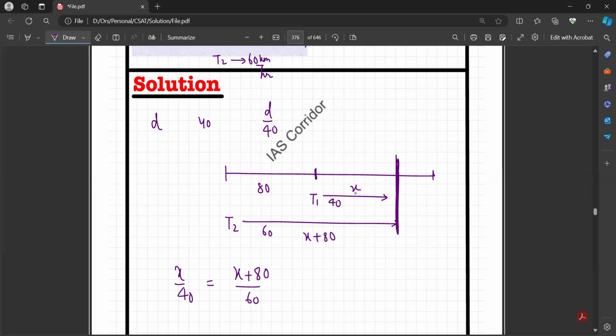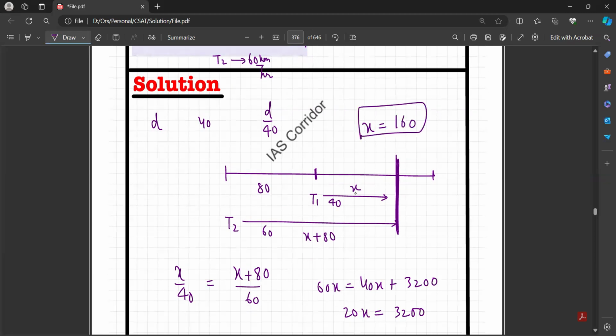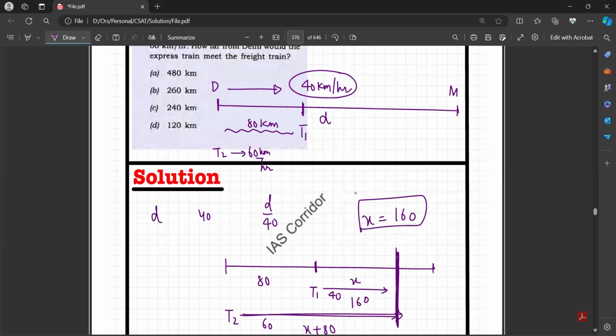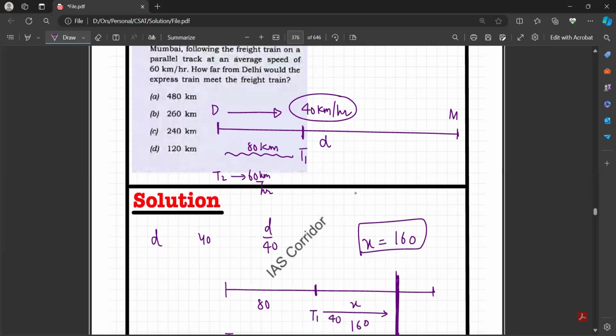Yes and no? Now if you solve it, this becomes 60x equals to 40x plus 3200. So 20x becomes 3200, x becomes 160. Now if x is 160, then total distance after which they will meet, how far from Delhi would the express train meet the freight train? 240 kilometers. So the answer would be 240 kilometers.